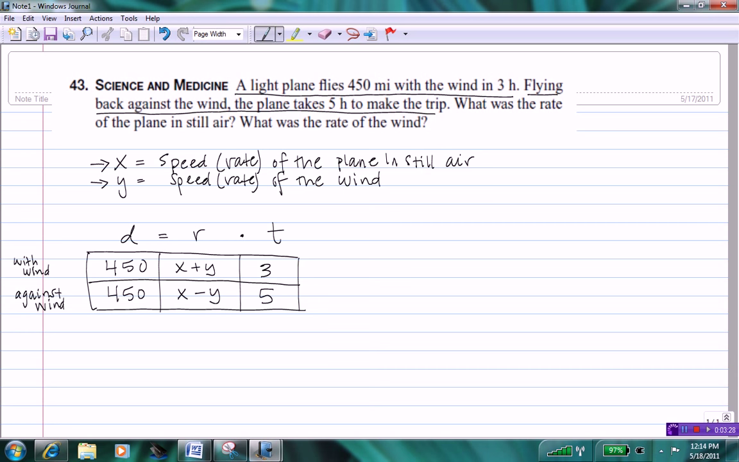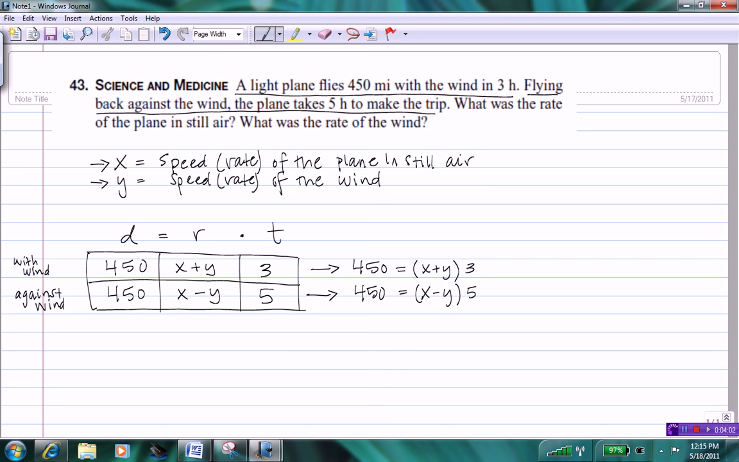Now, once we have completed the chart, we really have the 2 equations sitting here right in front of us that we need. The first equation that's based on this distance equals rate times time formula is 450 equals the rate, which is represented by the quantity x plus y, times 3. And the second equation is 450 equals the rate represented by the expression x minus y times 5.